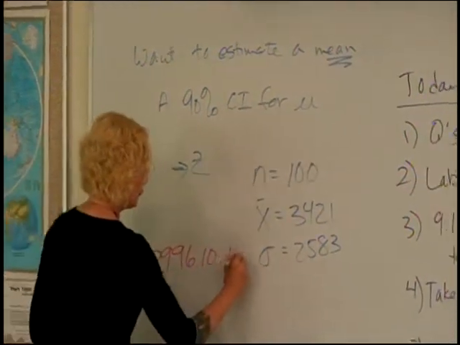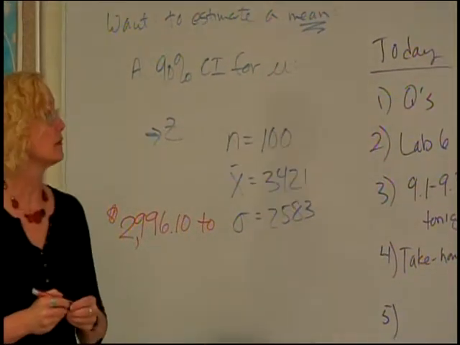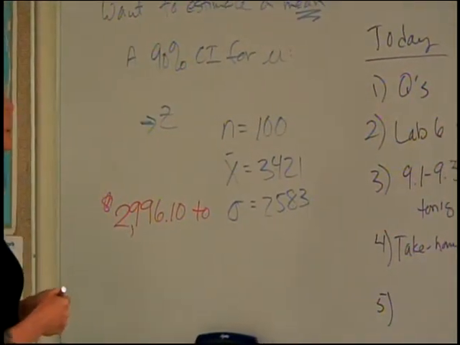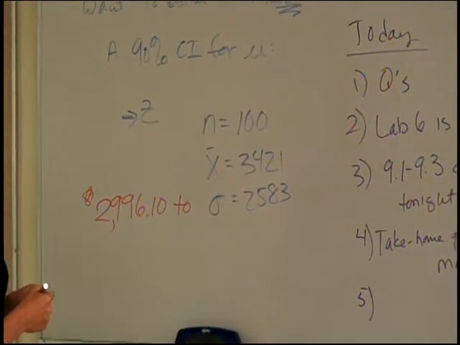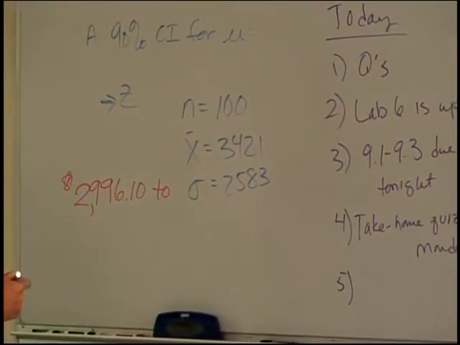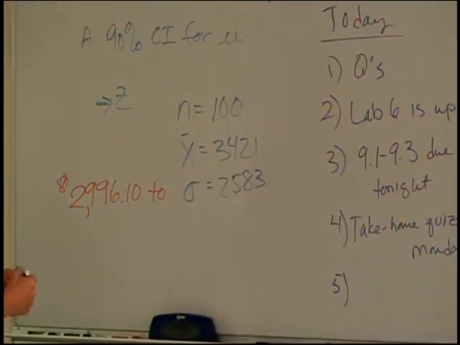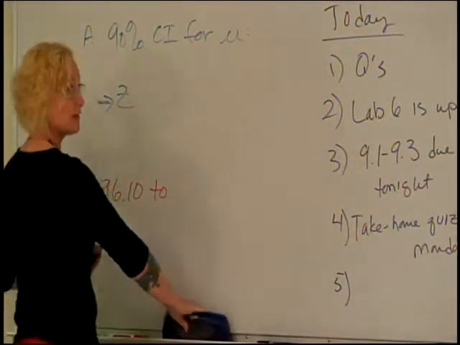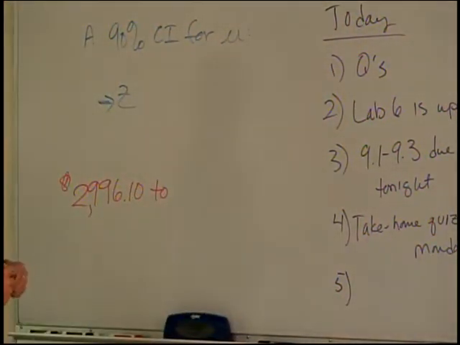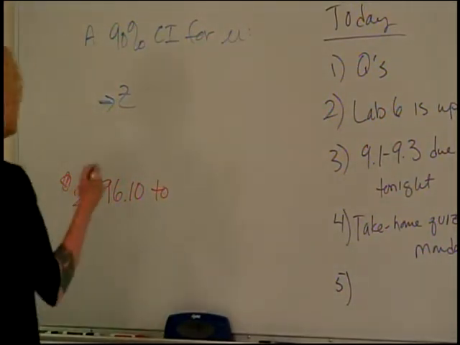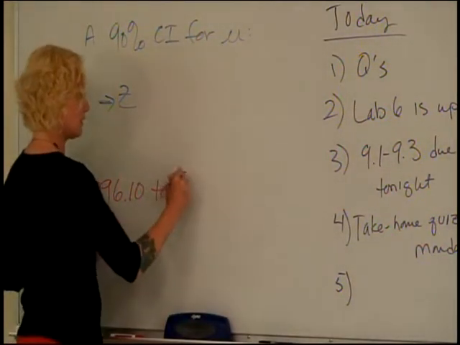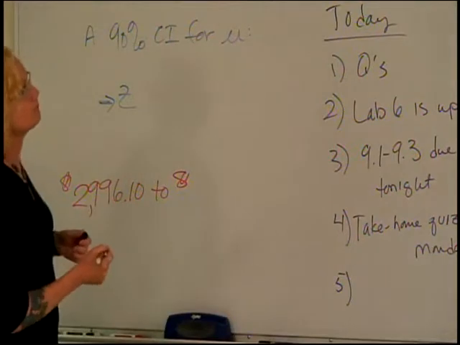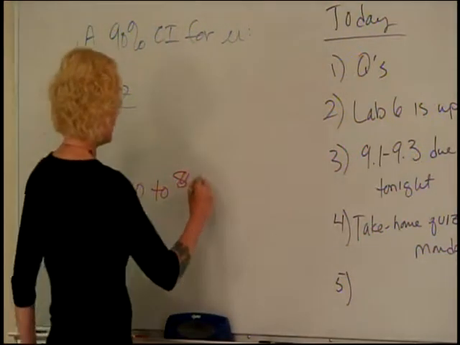Are we rounding up on this one? You could go to the nearest dollar, or since it's money, I just decided to keep it in 2 decimal places. Okay, 3845.90. In my math lab, it'll tell you how it wants it rounded.